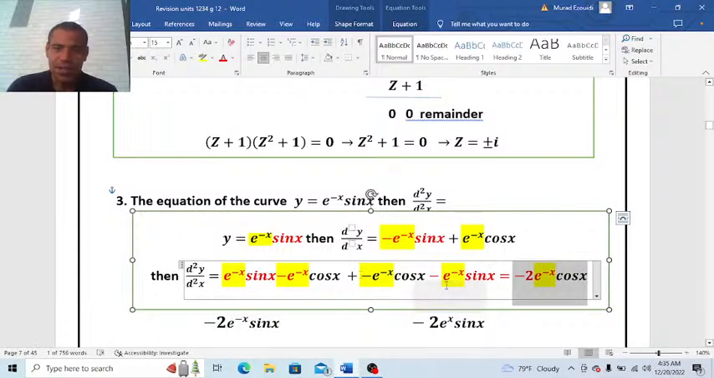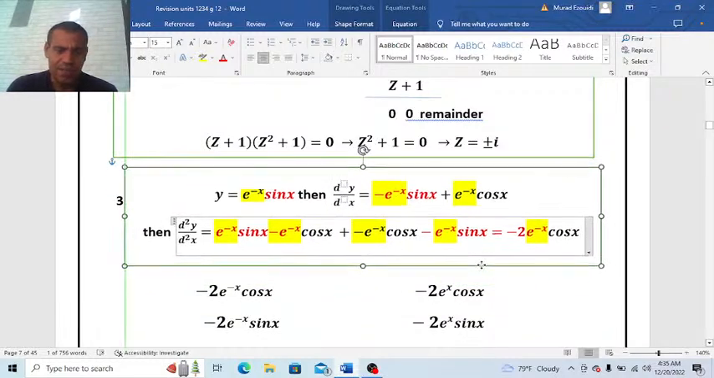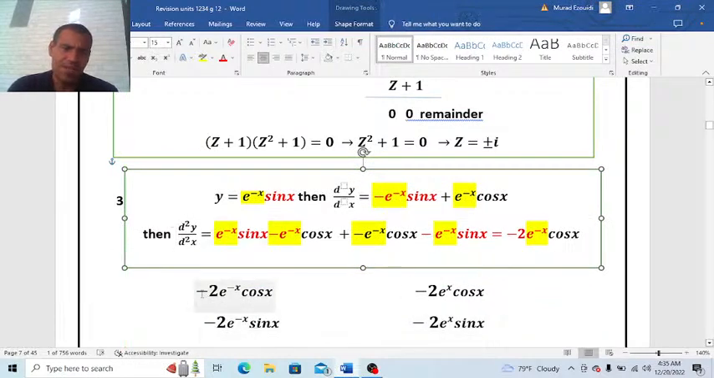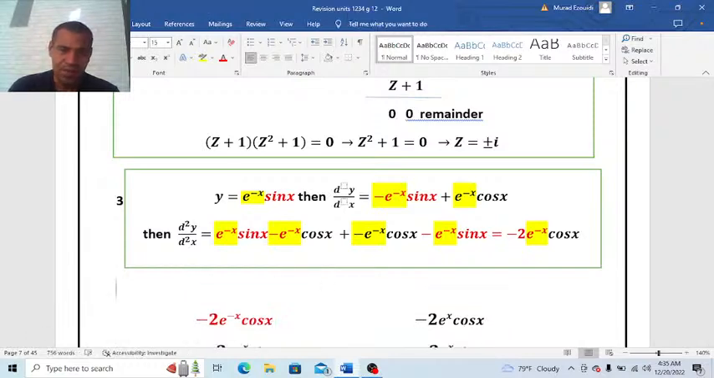So here in these options we have the second derivative as 2 minus 2 exponential minus x cosine of x, or minus 2 exponential of x cosine of x, or minus 2 exponential minus x sine of x, or minus 2 exponential of x sine of x. So this one is the correct answer. I wish that's clear for you, my learners.